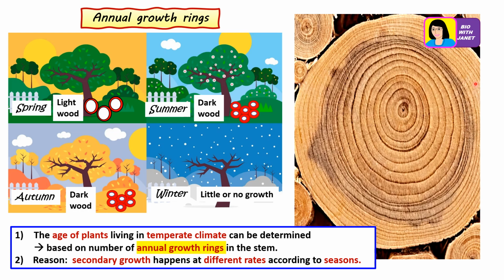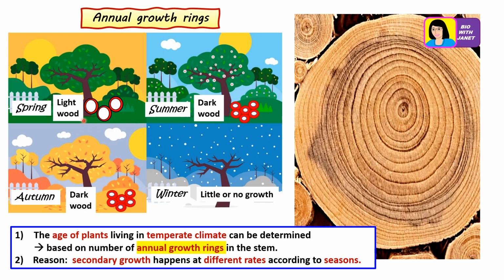So if we cut down a tree and we look at the stem, we may see many rings, and by counting the number of rings, we can know the age of the plant, because one ring represents 1 year of growth. This is due to the fact that secondary growth happens at different rates according to the seasons, and it will produce the light wood and the dark wood.